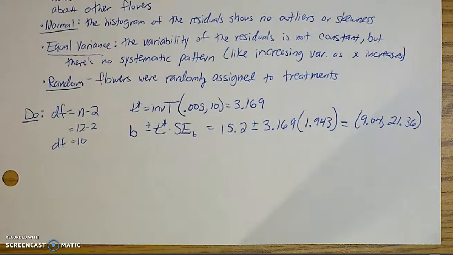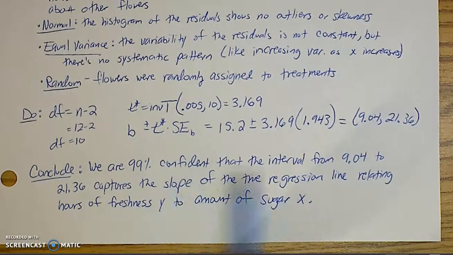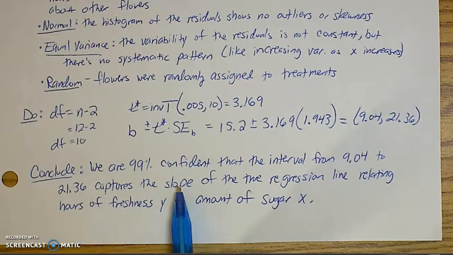And then all that's left to do is to conclude, right? We are 99% confident that the interval from blank to blank captures the slope of the true regression line relating context. Conclusion's pretty much the same as what we're used to. State the level of confidence, say your interval, say what you're actually capturing, so in this case the slope of the true regression line, and then don't forget your context relating whatever your y is to your x.